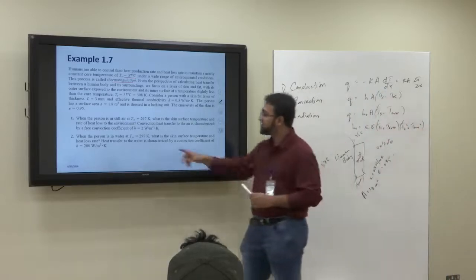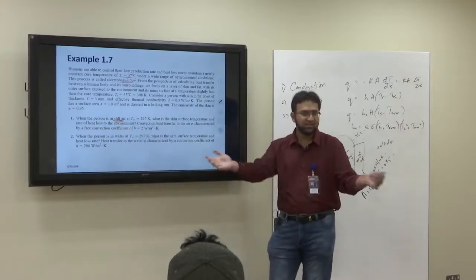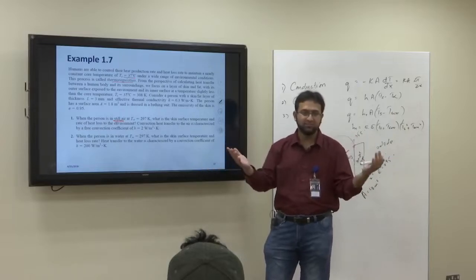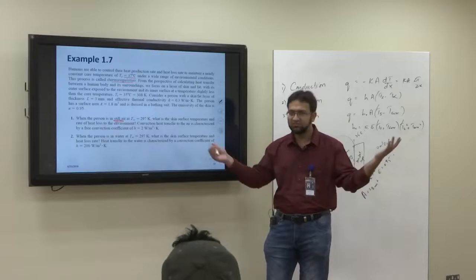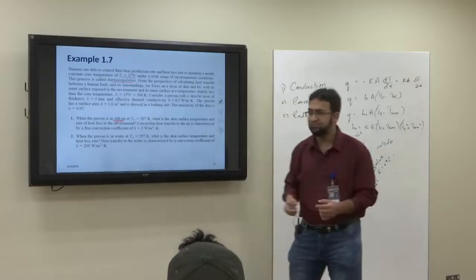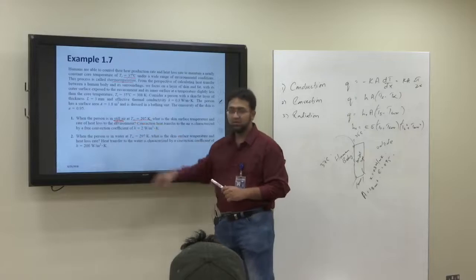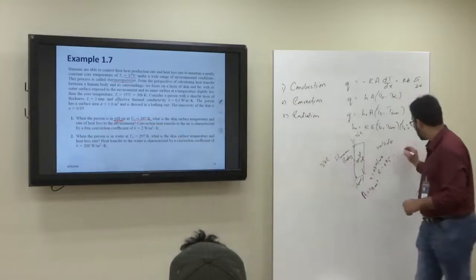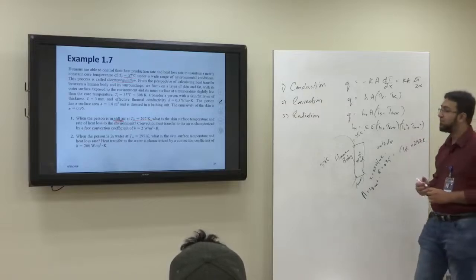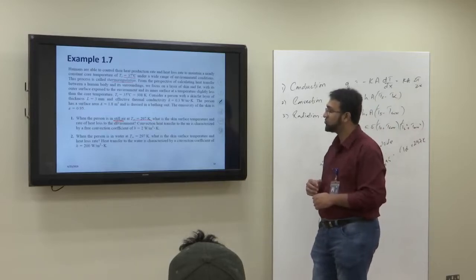When the person is in still air, what is still air? Like the air here. Still means it's not moving. So the air is here, but do I feel the wind? There is no wind. It's just regular air, still air. So when the person is in the still air at 297 Kelvin, so T infinity is 297 Kelvin. What is the skin temperature and rate of heat loss to the environment?